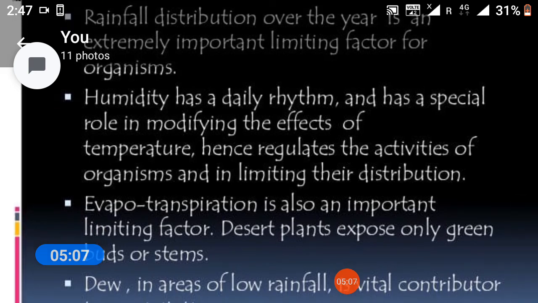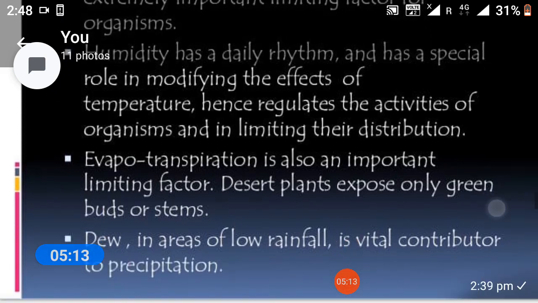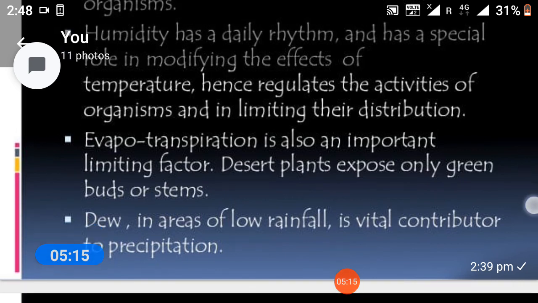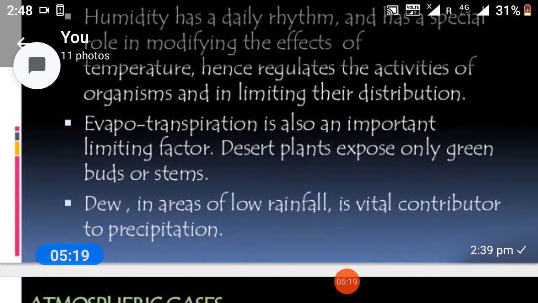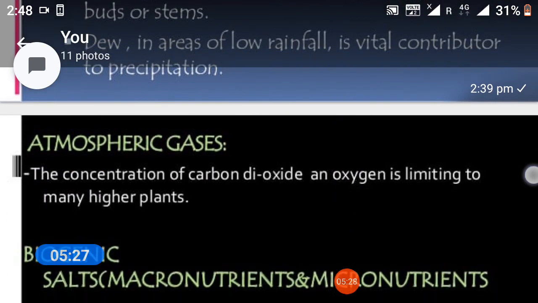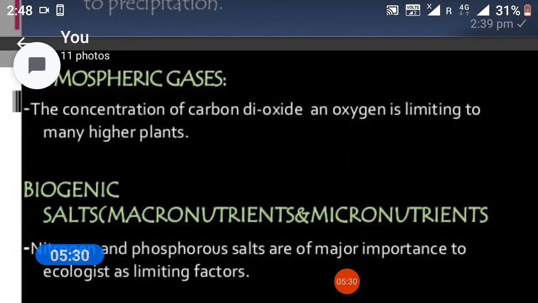Evapotranspiration is also an important limiting factor. Desert plants expose only green buds or stems. Dew, in areas of low rainfall, is a vital contributor to precipitation. Atmospheric gases: the concentration of carbon dioxide and oxygen is limiting to many higher plants.